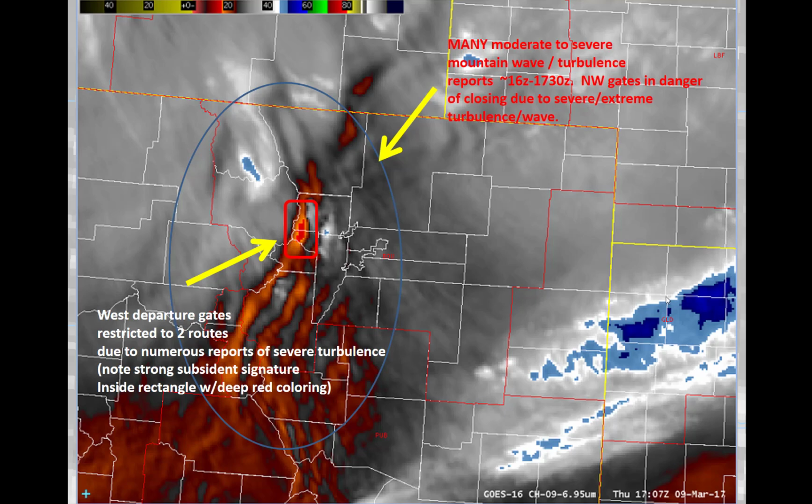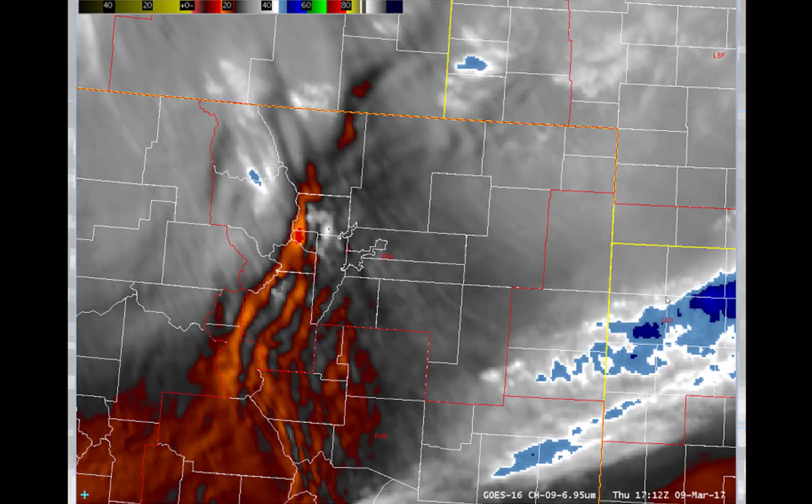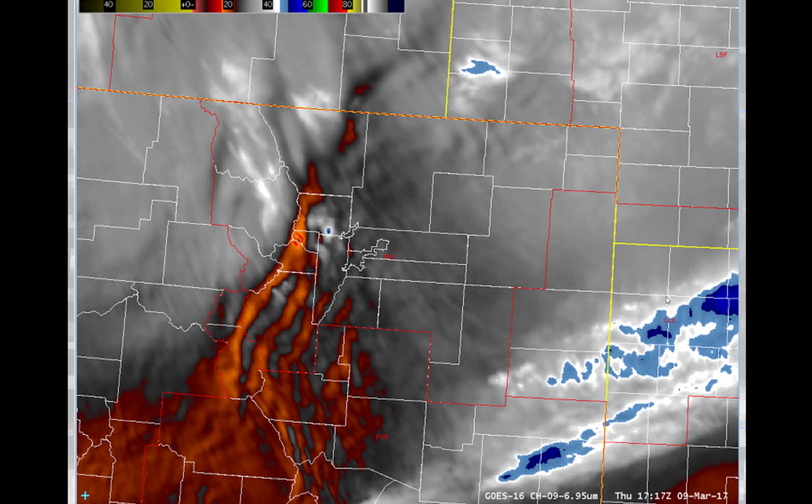So I went ahead and put a rectangle around the deep red there, immediately west of Denver. By this point, 2 of the 4 west departure gates had been closed off to traffic due to severe mountain wave and turbulence. And there was already consideration to closing off the northwest arrival gates by this point as well. So go ahead and you can toggle through real quickly for about 3 or 4 frames.